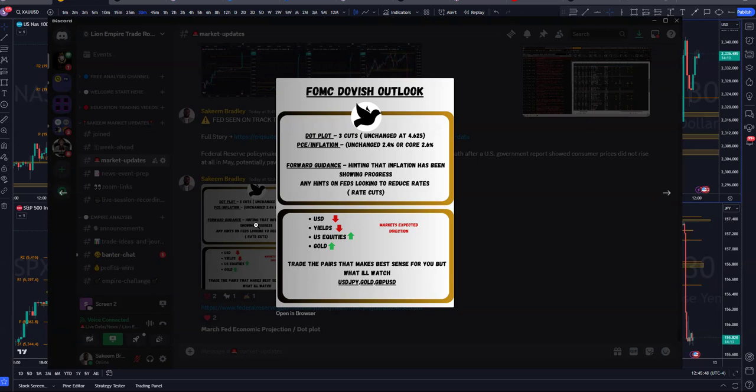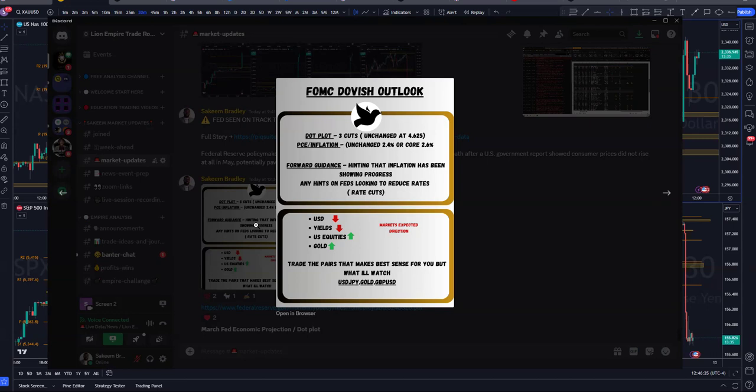If the dot plot shows 3 cuts this year, and the projection for rates is unchanged at 4.6% because this was already established at the last meeting, that's what the Fed is already expecting: 3 rate cuts this year, which makes them dovish. And if we see PCE and inflation unchanged, with the projection still down to 2%, as they've been saying before, and they continue that tone, this would most likely give us that dovish reaction.